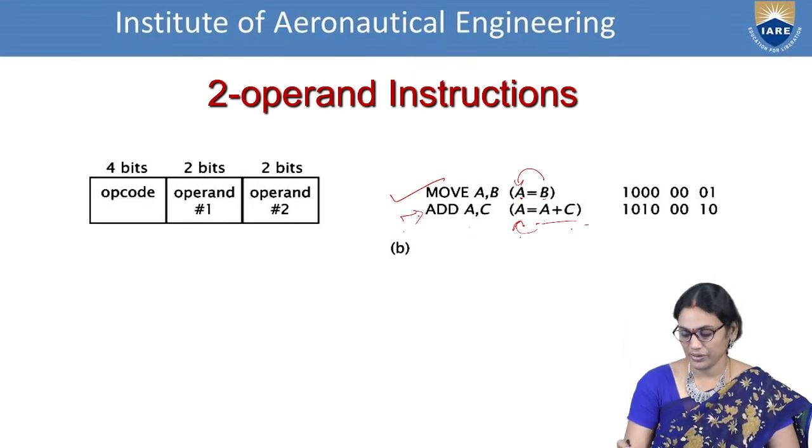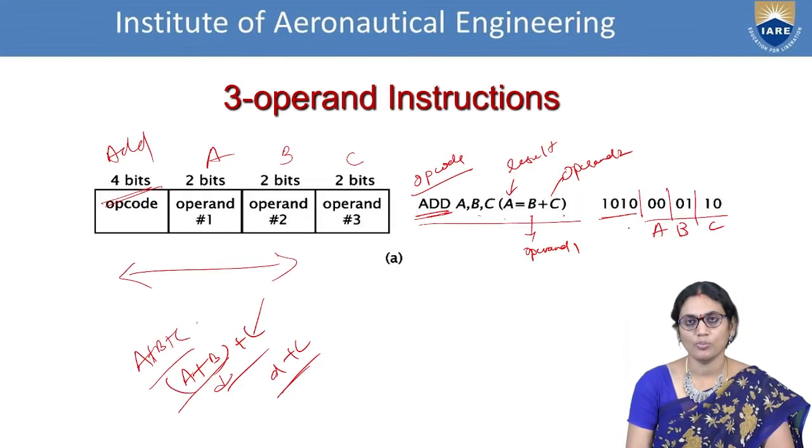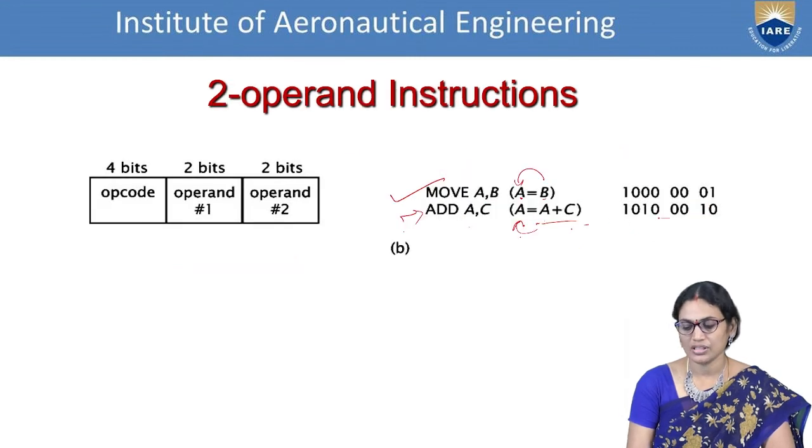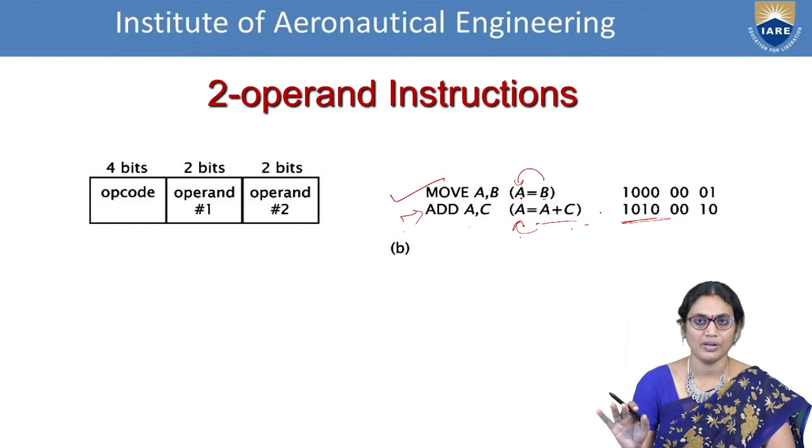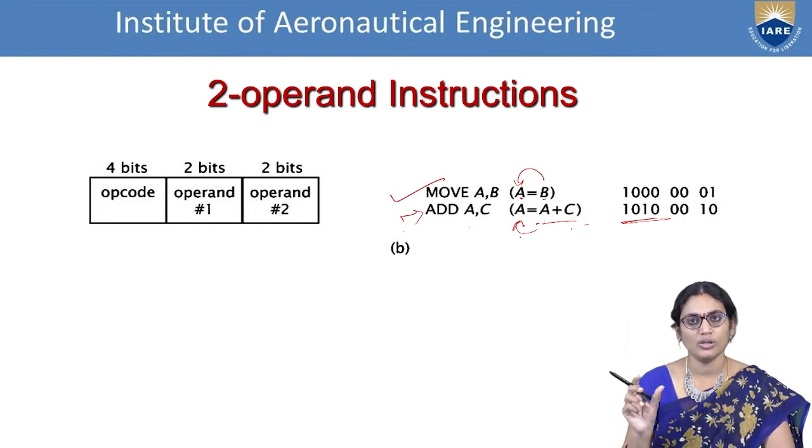In the previous slide, we have seen add is having the opcode 1010. Now we have the same opcode 1010. This is a unique code. This cannot be changed for every execution. If I have add, that add is defined with only a unique number. That is called the opcode for add.